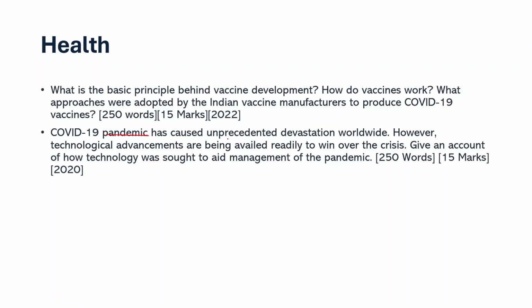Then COVID-19 pandemic has caused unprecedented devastation. However, technological advancements are being availed readily to win over the crisis. Give an account of how technology was sought to aid management of the pandemic. So you can see that the question has given you some statements about the pandemic and technology, but they are asking you about only one thing: how technology was sought to aid management of the pandemic. So it is a 250 word question. If they're asking only one thing, it's not like you have to write 10-15 points on one thing only.